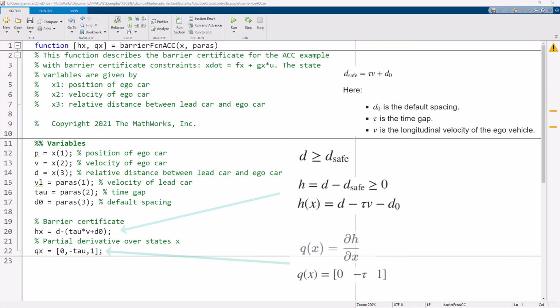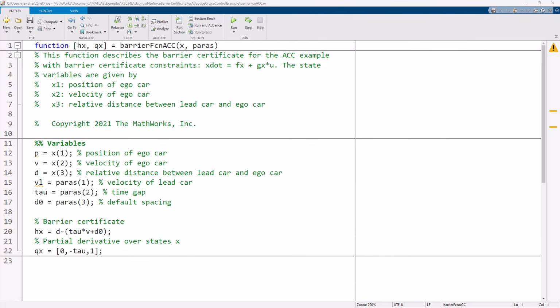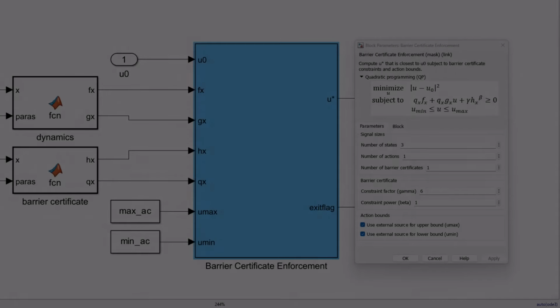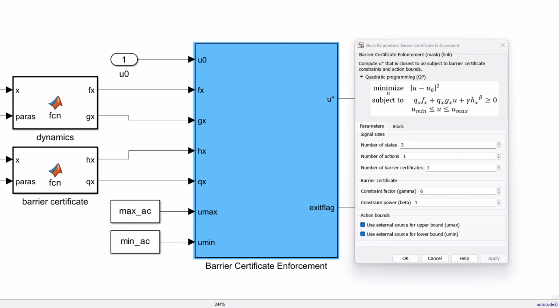And the q of x here is the partial derivative of the barrier function here over the states x. The MATLAB function block outputs this invariant set and its partial derivative. Let's now look at the block dialog. As we are setting up the block, we saw that there were 3 states, one action, and one barrier function that we are setting up. So we will enter those numbers here as follows.